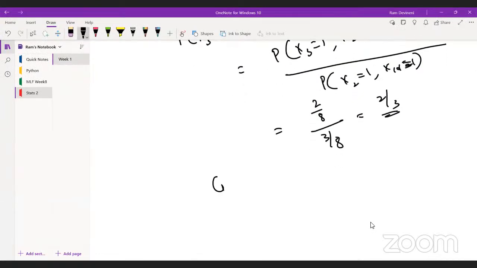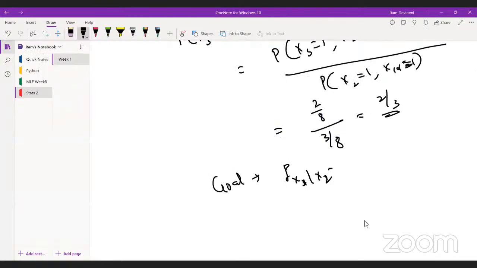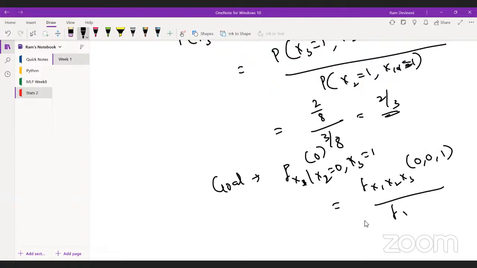So our goal is to find f of x1 given x2 is 0 and x3 is 1, evaluated at x1 equals 0. From our formula, this is going to be equal to f of x1, x2, x3 at (0, 0, 1) upon f of x2, x3 at (0, 1). Let us see if they gave these values or not.